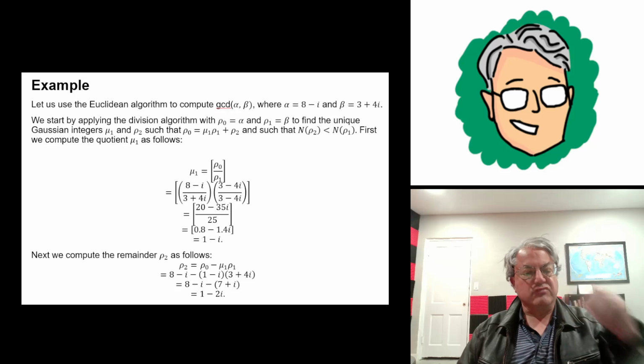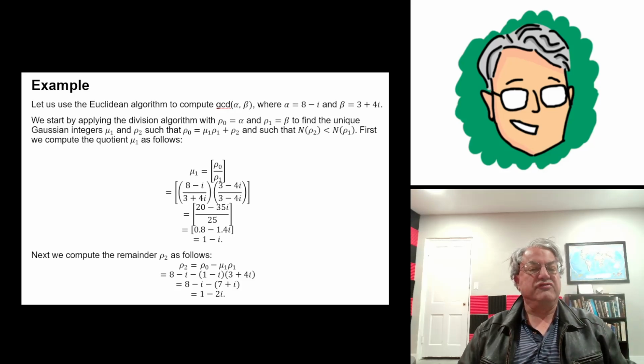Anyway, I think I'm just going to finish up. This is going to be a short video today. I'm just going to give you an example involving Gaussian integers. Suppose we're starting with the Gaussian integers alpha = 8 - i and beta = 3 + 4i. We want to find the GCD of these Gaussian integers.